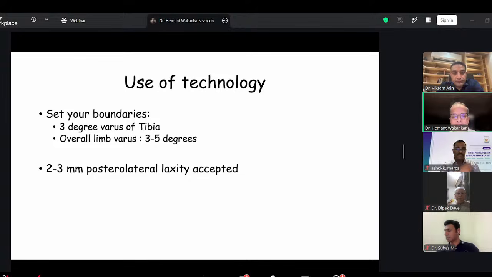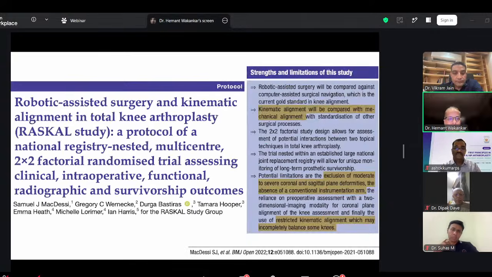Although I believe there are surgeons who are talking about 6 and 7 degrees of varus. Overall limb varus, I will not go beyond 5 degrees. And especially if I'm using robotics, I will accept 2 to 3 millimeters of posterolateral laxity. But I'm going for a functional alignment philosophy rather than strict mechanical alignment.